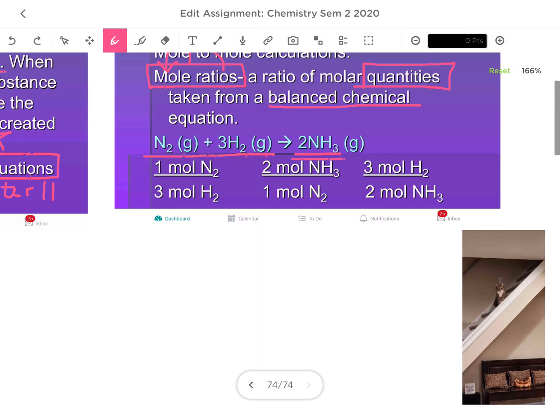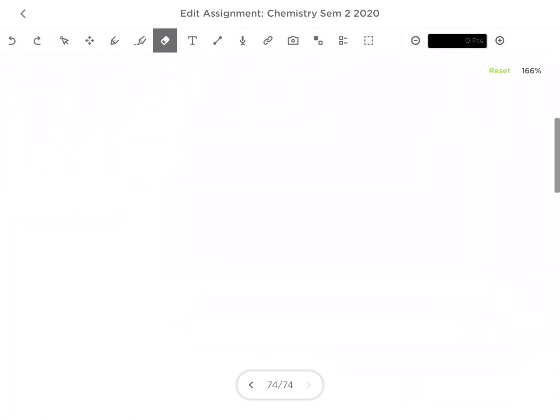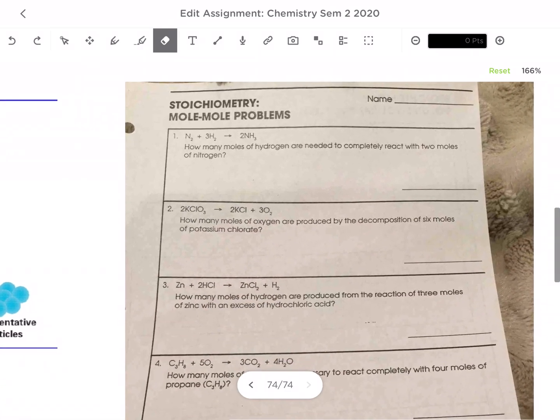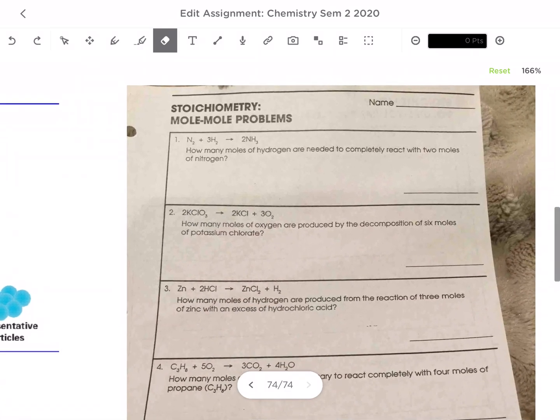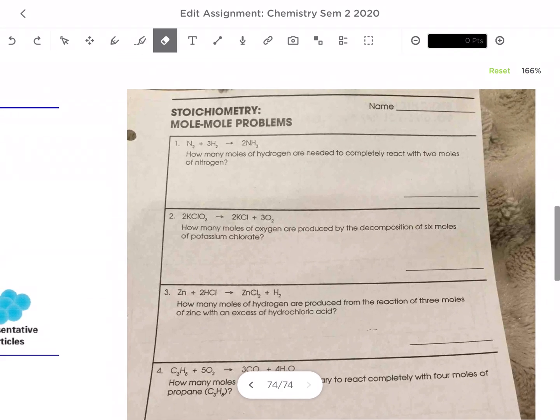In other words, if you see here, see how we have NH3 on the top and N2 on the bottom? We could use that to cancel out units and get to another unit that we might be looking for. Now, thankfully, I have already taught you guys how to do problems like we're going to do. So if we go down here, look, here's some example problems. Okay, so let's look at the first one. Once again, we have stoichiometry problems. Yay for us.